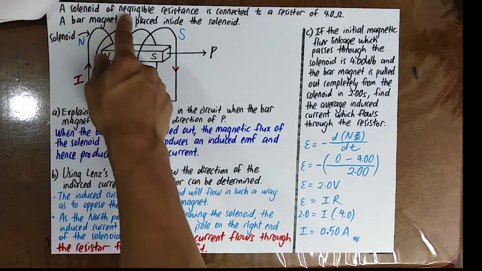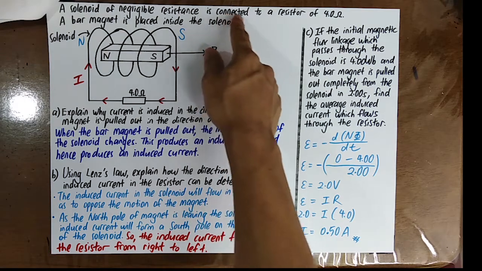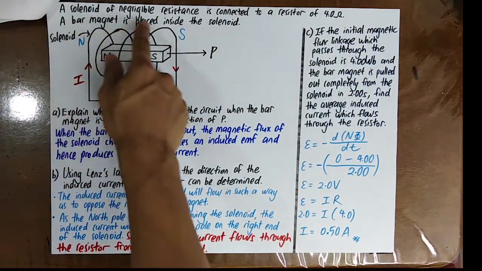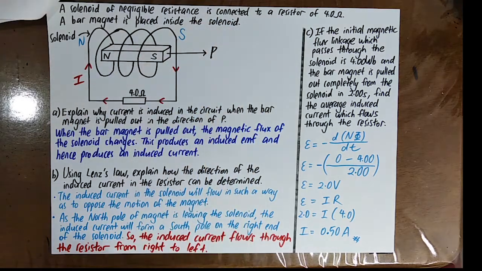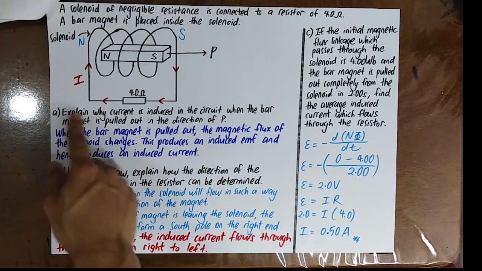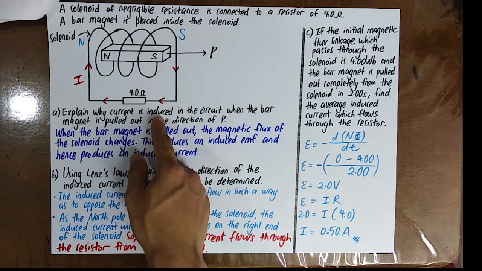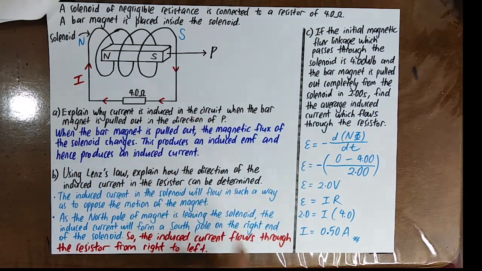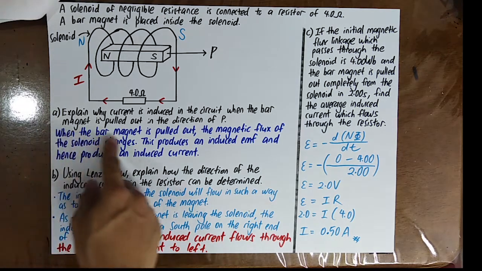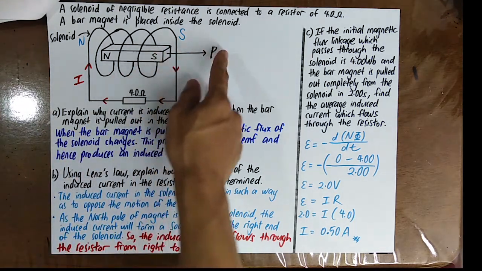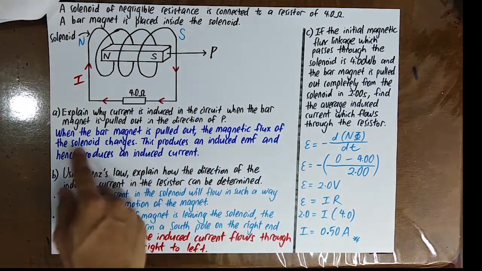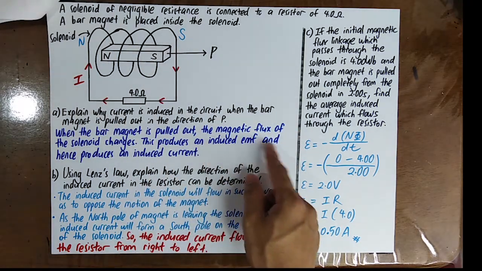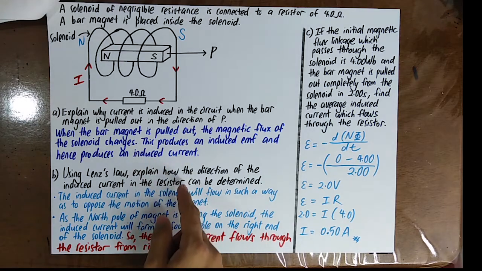A solenoid of negligible resistance is connected to a resistor of 4 ohm. Okay, a bar magnet is placed inside the solenoid. Explain why the current is induced in the circuit when the bar magnet is pulled out in the direction of B. Okay, when the bar magnet is pulled out in the direction of B, the magnetic flux of the solenoid changes. So this produces an induced EMF and hence produces an induced current.